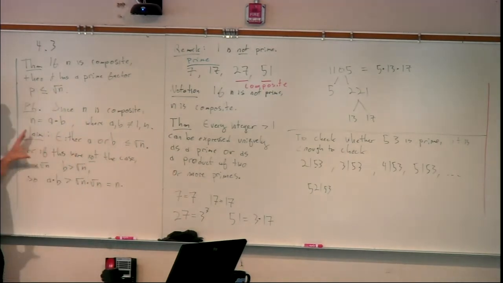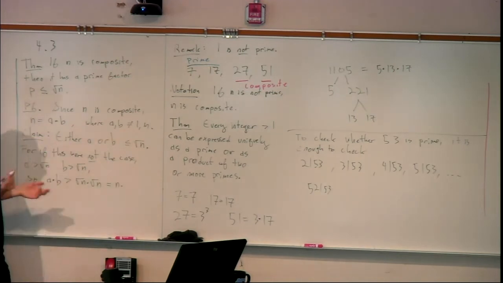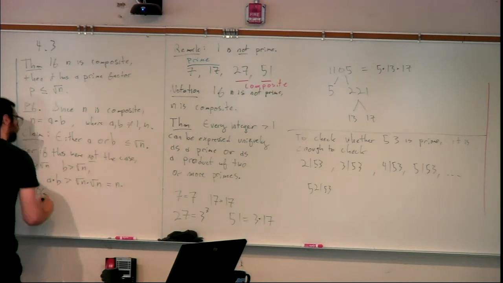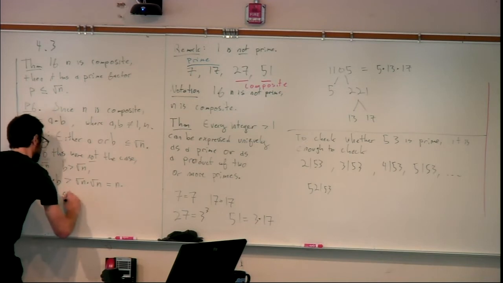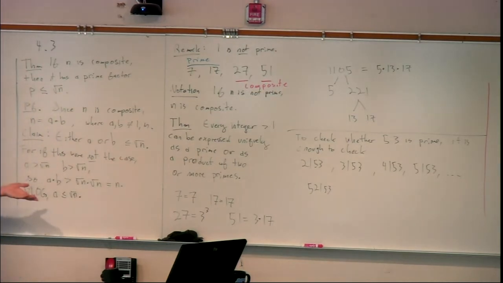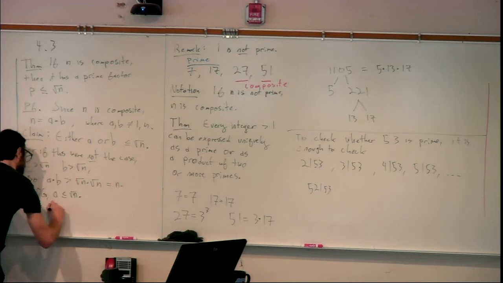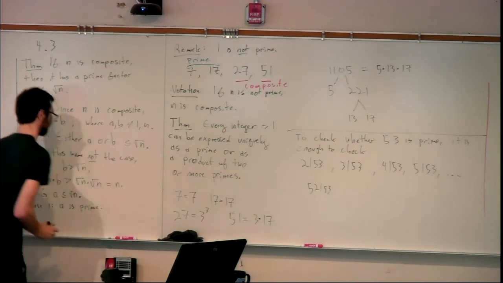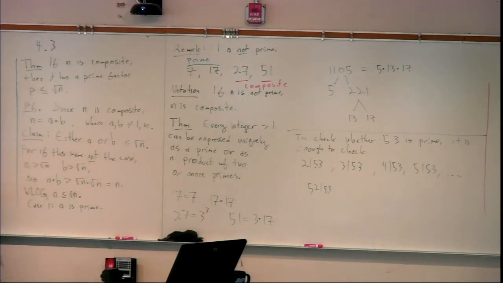So what I have shown with this little claim is either a or b is less than or equal to the square root of n. Without loss of generality, let me say that a is less than or equal to the square root of n. Now, there are two cases. Case 1, a is prime. If a is prime and a is less than or equal to the square root of n, then we're done. I found a prime factor less than or equal to the square root of n.